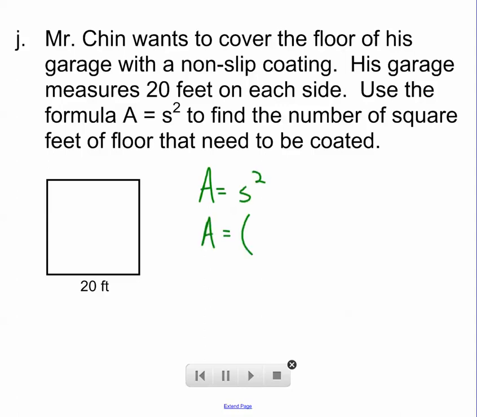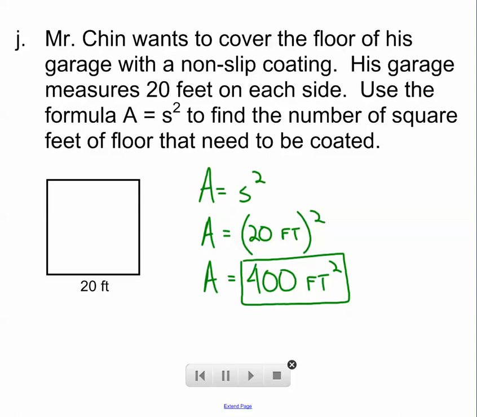Area is the side length squared. So area is 20 feet squared. And 20 feet squared is like 20 times 20, or 20 feet times 20 feet. 20 times 20 is 400, and feet times feet is feet squared. So he needs to cover 400 square feet with the non-slip coating.